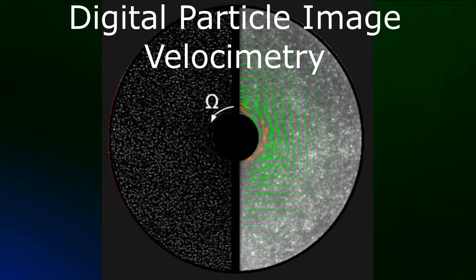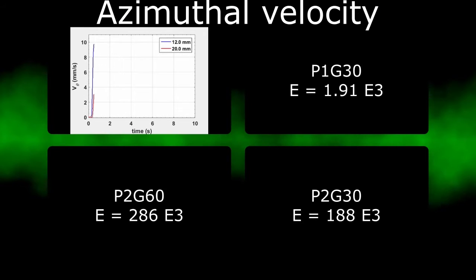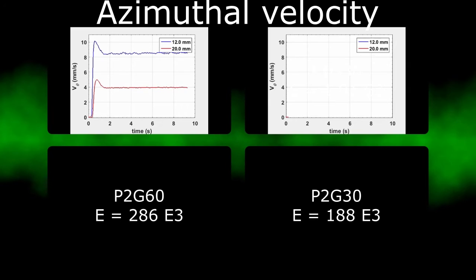As expected, the system had axial symmetry. The video on screen is showing the temporal evolution of the azimuthal velocity for the fluid P1G60, the less elastic fluid. We are showing two different axial distances. All fluids studied present this behavior. Velocity grows until reaching a maximum, then decreases to the steady value.